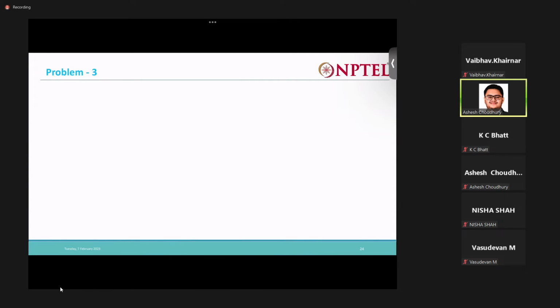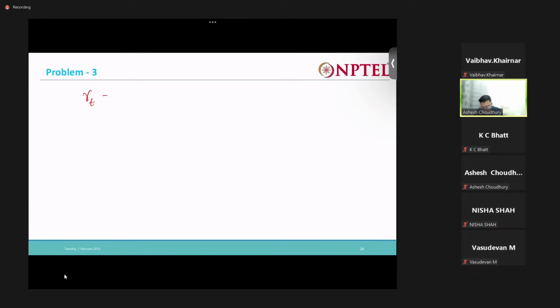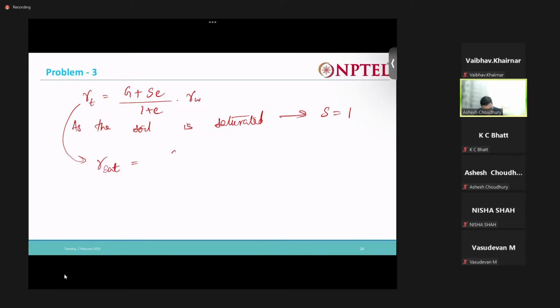Then next we need to determine the saturated unit weight of the soil. What is the relation of the total unit weight with the saturation, void ratio and the specific gravity? It is nothing but G plus S e by 1 plus e into gamma W. As the soil is completely saturated, S is equal to 1, so this gamma T becomes the saturated unit weight, equal to G plus e by 1 plus e into gamma W.